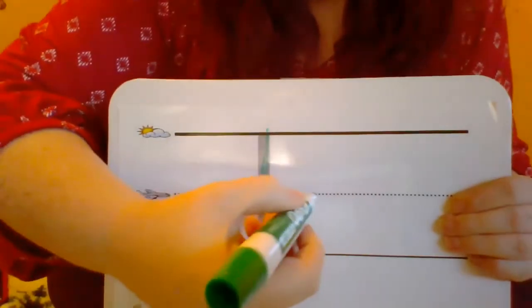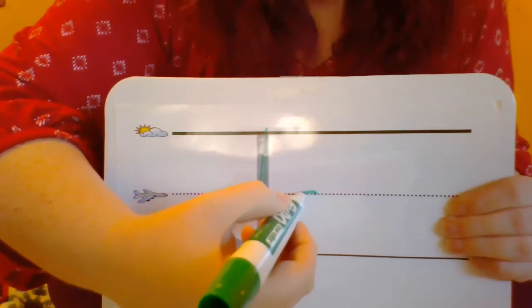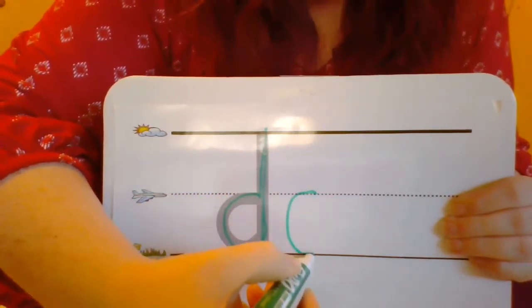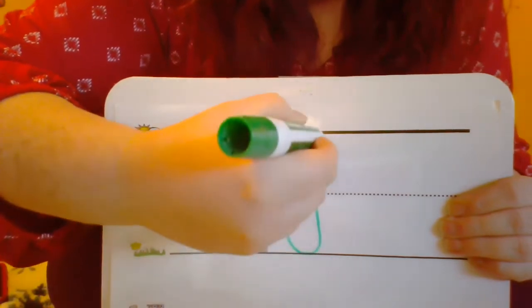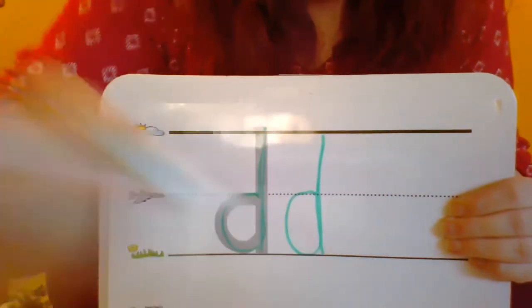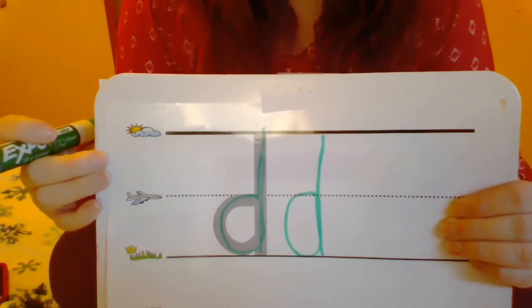So we're going to start at the plane line, fly back on the plane line, down to the grass line, up to the skyline, and trace right back down to the grass line. For D, dog, D.